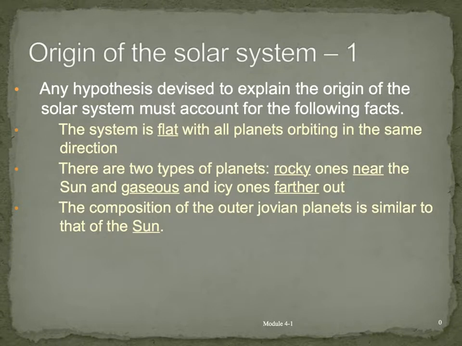Any hypothesis devised to explain the origin of the solar system has to account for the following facts. First, the solar system is flat, with all the planets orbiting the same direction. Second, there are two types of planets. We have rocky ones closer to the Sun and gaseous and icy ones farther away. And third, the composition of the outer Jovian planets is similar to that of the Sun.